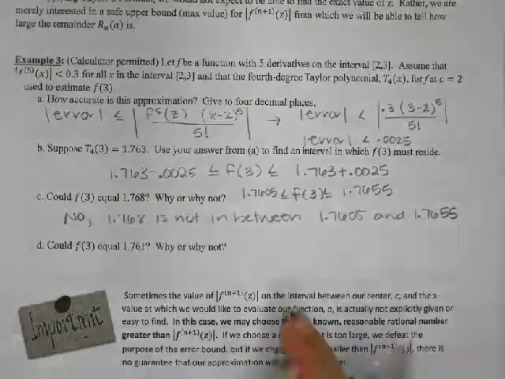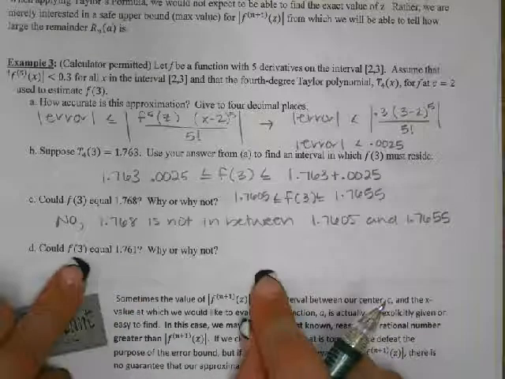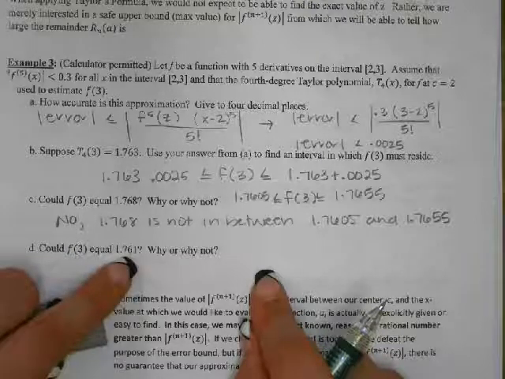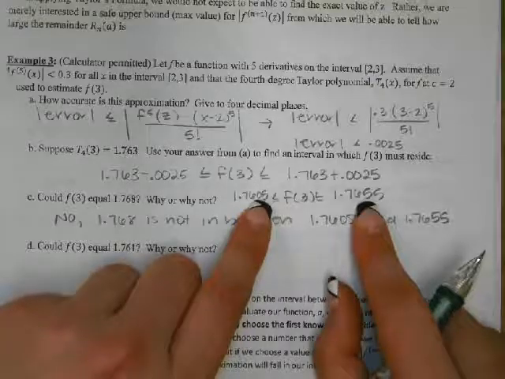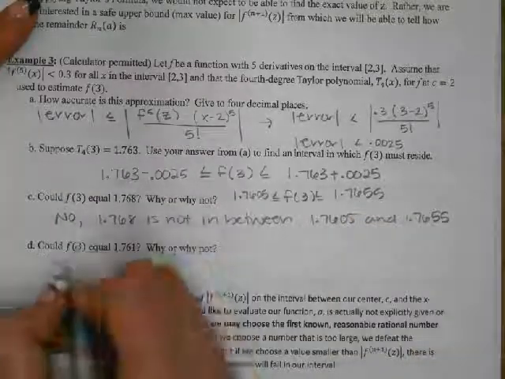All right, then they want to know, is it possible that the actual curve evaluated at 3 could be 1.761? And so we look, 1.761 is in between those values, so we're going to say yes.